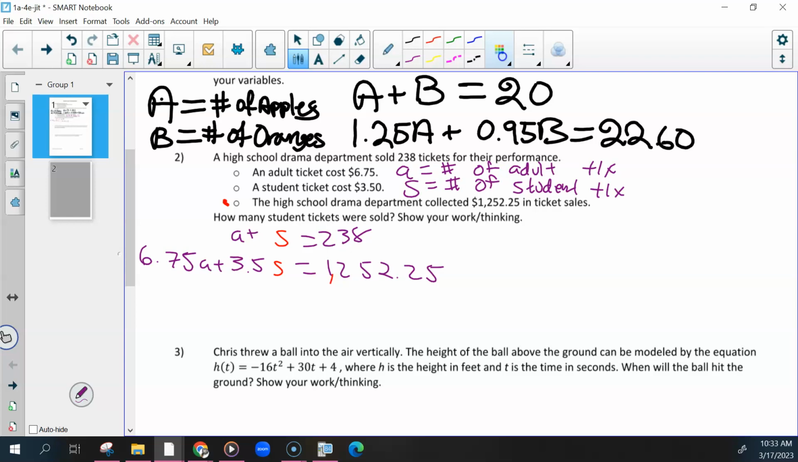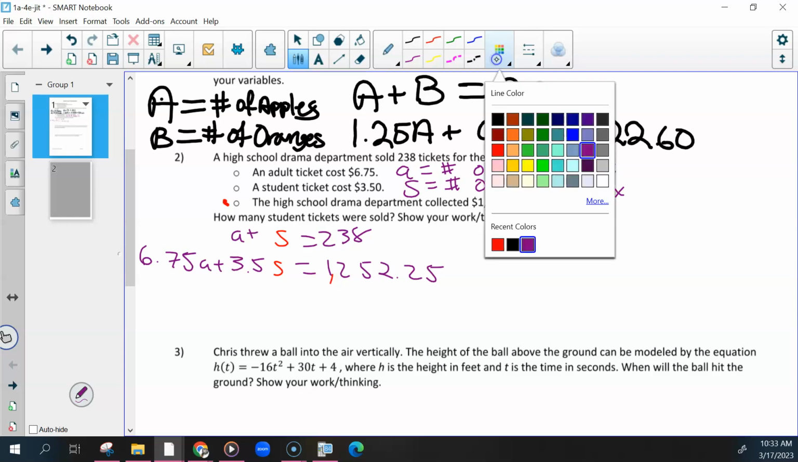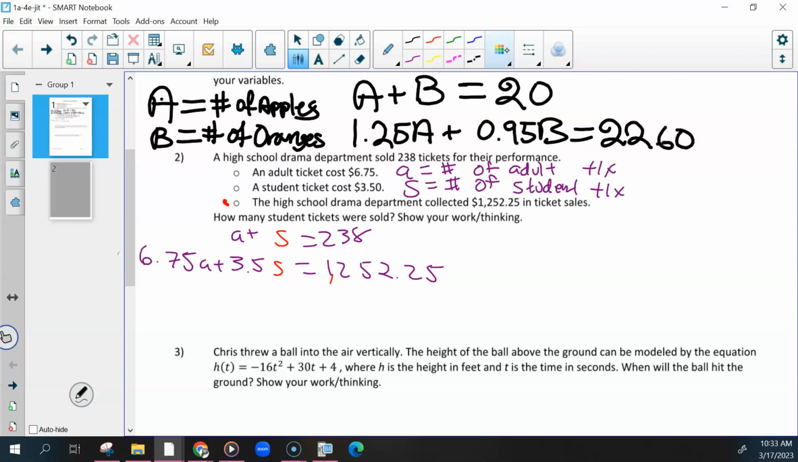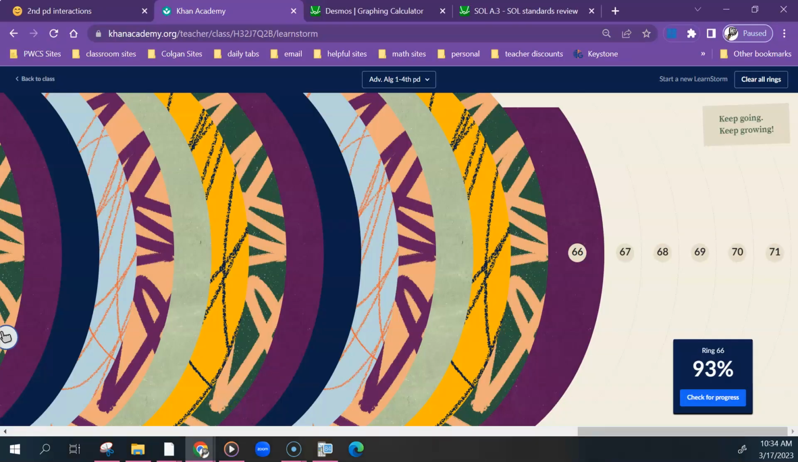I'm just going to use Desmos to solve it for sake of time. So in order to solve it in Desmos, we need to have X and Y as variables. Does not matter which one you make X or Y, as long as you're consistent. If you make A X, you have to make the other A X. You could rewrite them. I'm not going to do that. And then I'm going to put both of these into Desmos.